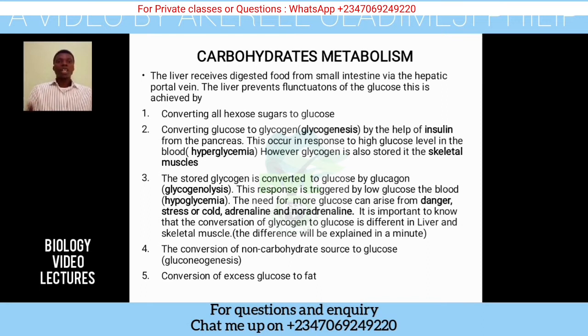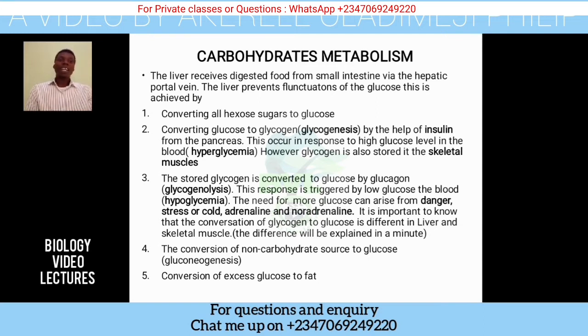Now what happens is that the body will use part of the glucose. The excess glucose will be converted to glycogen. Converting glucose to glycogen, which is glycogenesis, is done with the help of insulin from the pancreas, from the beta cells of the pancreas, which is the islet of Langerhans. And this occurs in response to high glucose level in the blood, that's hyperglycemia.